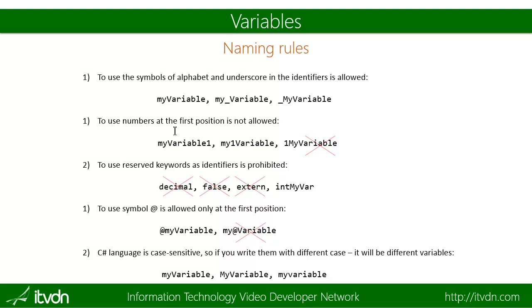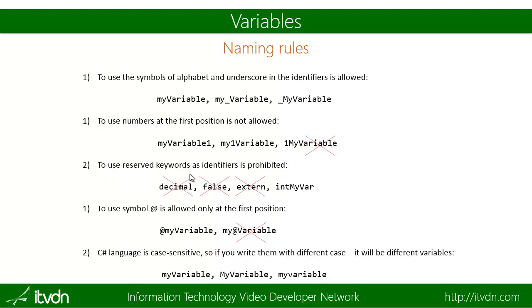To use numbers at the first position is not allowed. So you can have, for example, myVariable1. 1 is a number. It's accepted. my1Variable is also accepted. But 1myVariable is not accepted. Why? Simply because you have a number at the beginning. So this is not a good approach. It's not accepted.